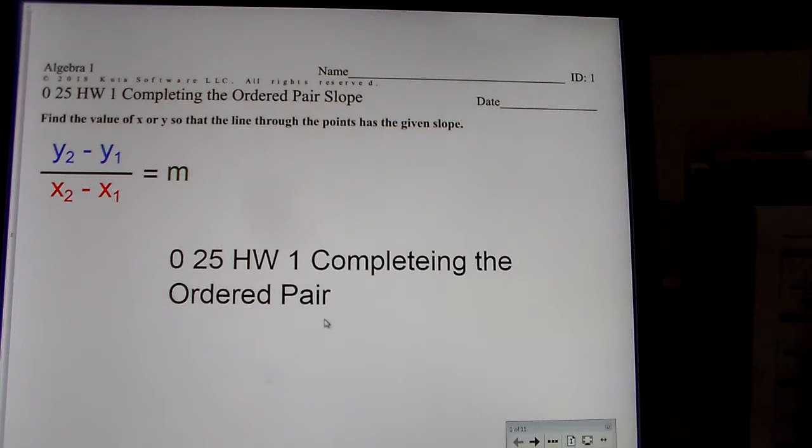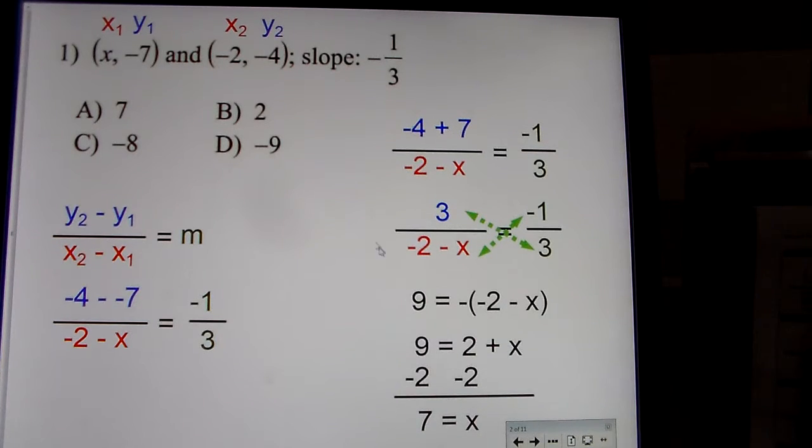Alright, ladies and gentlemen, this is O25 HW1, completing the ordered pair. So, we have this problem here of (x, -7) and (-2, -4), and our slope is -1/3. Our goal is to find out what is the value of x in our slope formula. And we're going to solve for x.